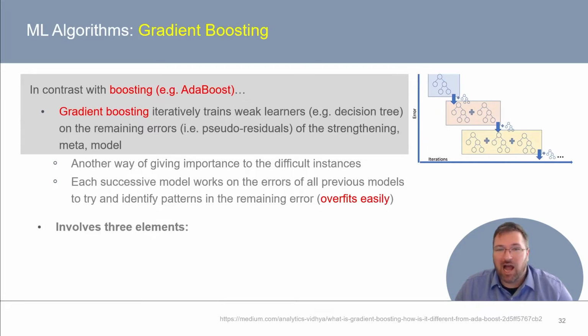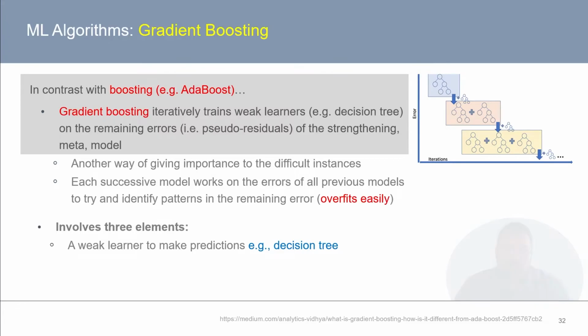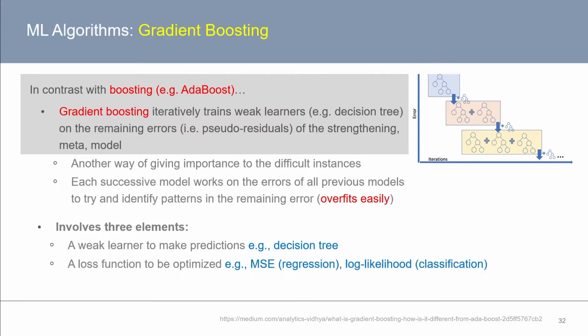A gradient boosting algorithm involves three key elements. First, a weak learner to train and make predictions. This, for example, could be a decision tree, but it could also be most any other algorithm that can be trained quickly. Second, we need a loss function that's going to be optimized. For example, this could be mean squared error if we're doing regression, or log likelihood if we're doing classification. And lastly, we need an additive model to iteratively add weak learners to our strengthening meta model in an attempt to minimize our loss function.